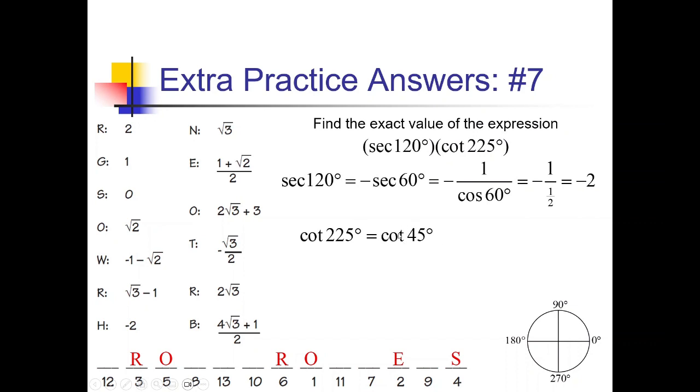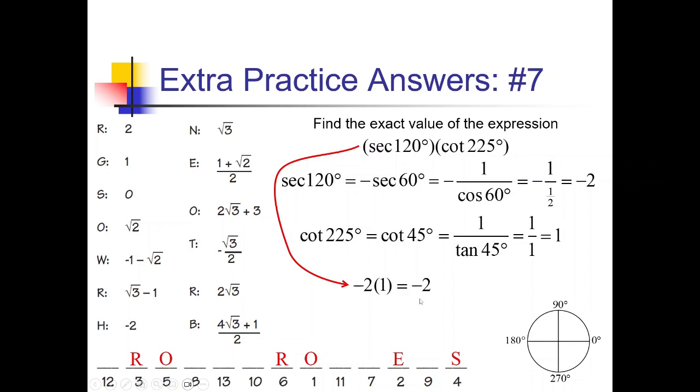Now I'm going to rewrite this with tan though. I can rewrite this as 1 over tan of 45. And tan of 45 is just 1. So this is 1 over 1, which is just 1. So putting it all together down here, we've got negative 2 instead of secant of 120. We have 1 instead of cotan of 225. Negative 2 times 1 is just negative 2, which gives me letter H here. So that means that 7 over here is H.